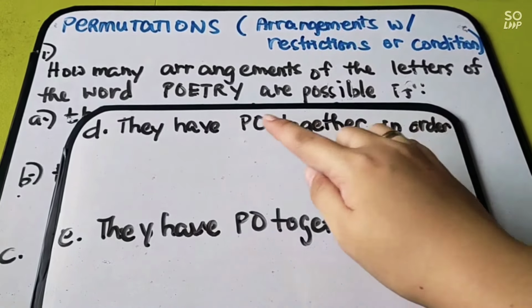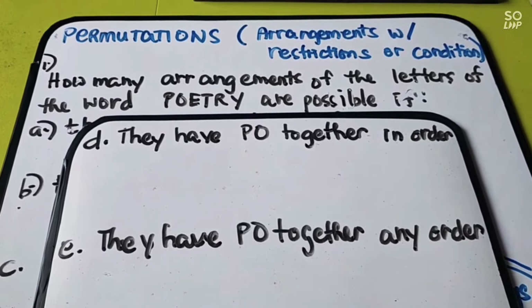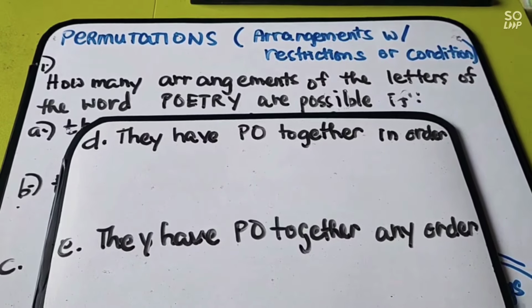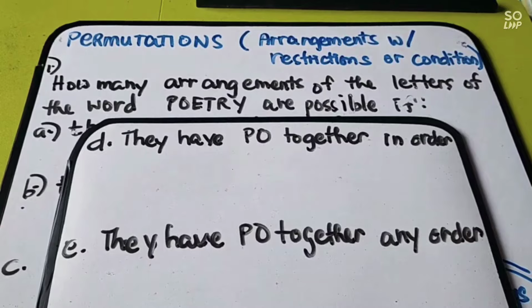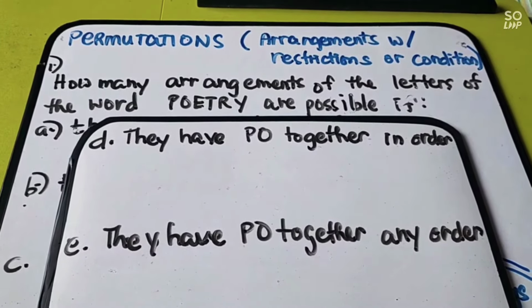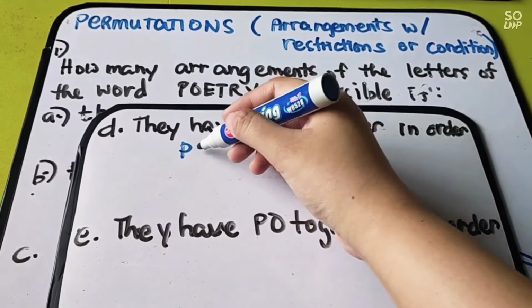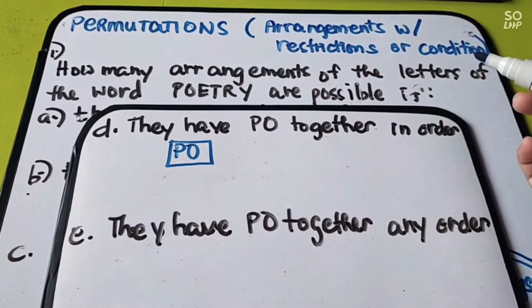Letter D. They have PO together in order. When you say in order, kailangan in such place na si P at saka si O. So, hindi po pwedeng magkabaliktad si O at saka si P. Is it clear? So, since in order siya, so meron tayong P at saka O, considered na one item to.